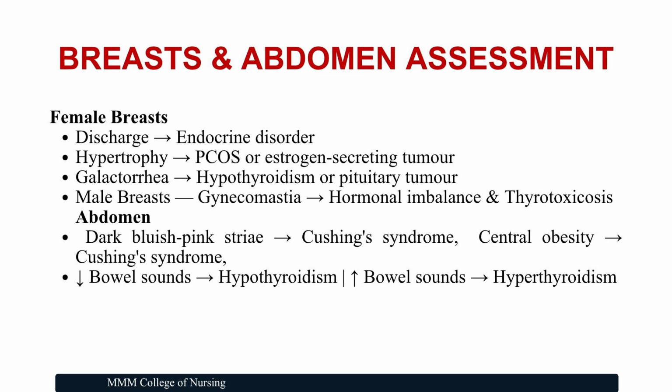And also note the fat distribution. Central obesity, with fat concentrated in the trunk, face and back while the arms and legs remain thin, is the Cushing pattern. Auscultate bowel sounds. Decreased bowel sounds can be noted in hypothyroidism and increased in hyperthyroidism.